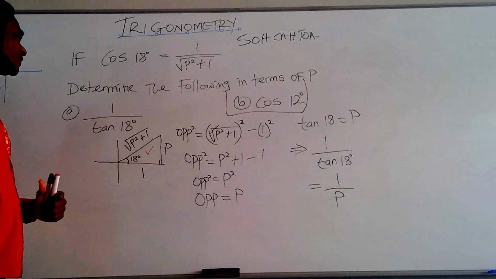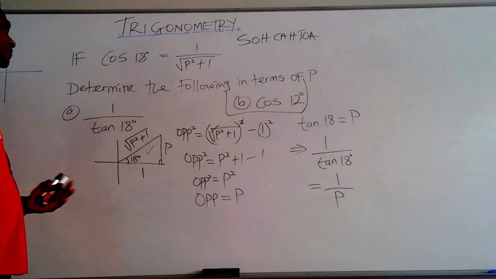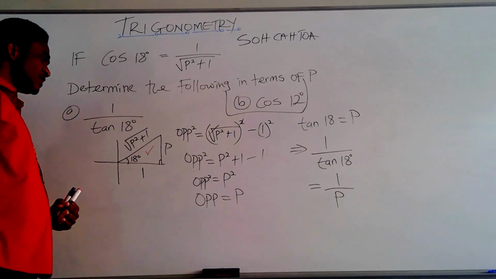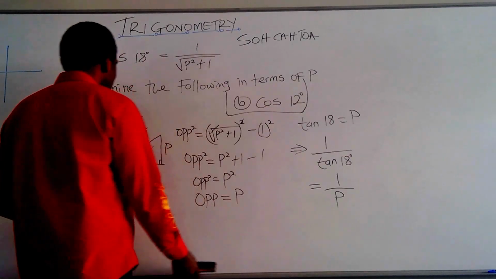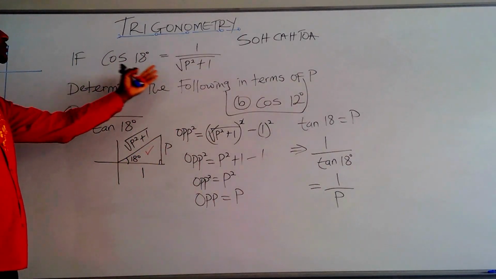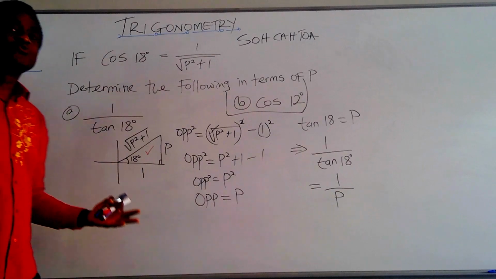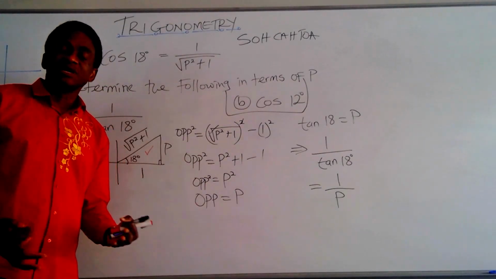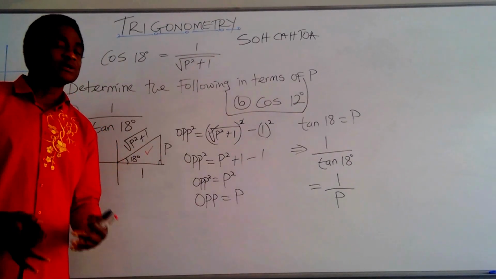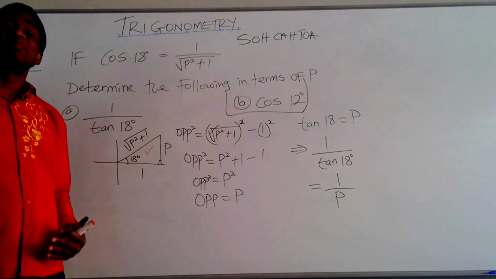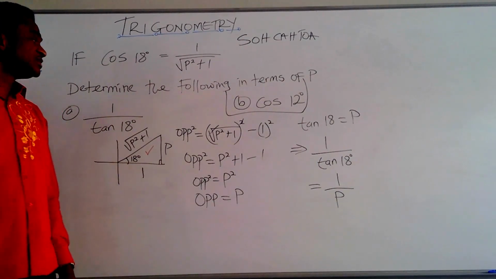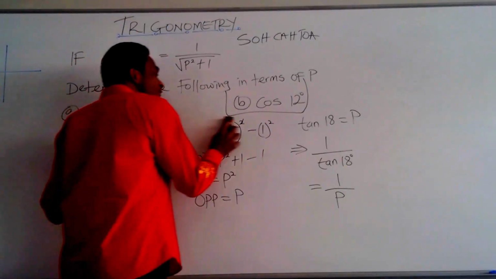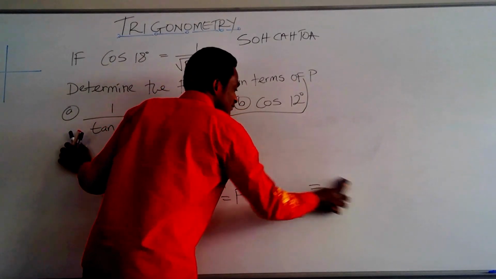Now let's look at the second question. We have cos of 12. Unfortunately, nothing was mentioned about 12 here. This is where the trick comes in: reduction formula, double angle or compound angle. We can apply any one and use it to solve this problem. Let's see the one that applies to this question.